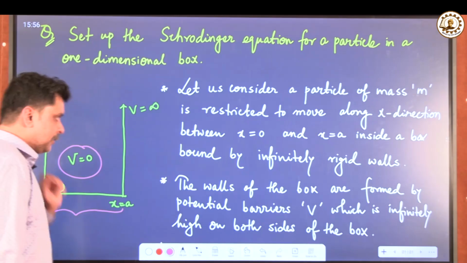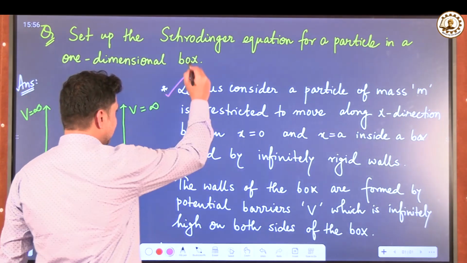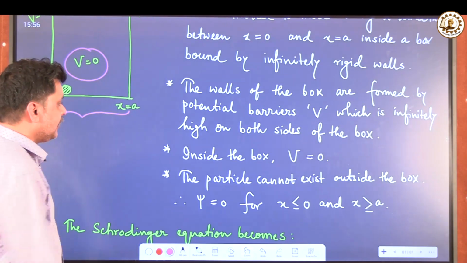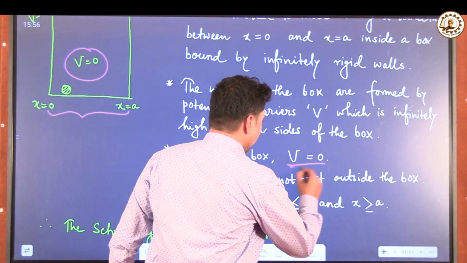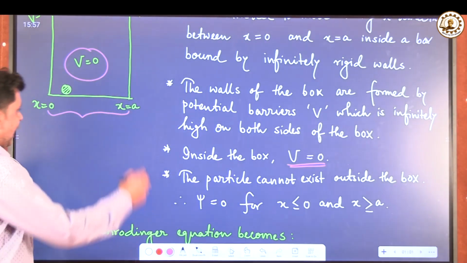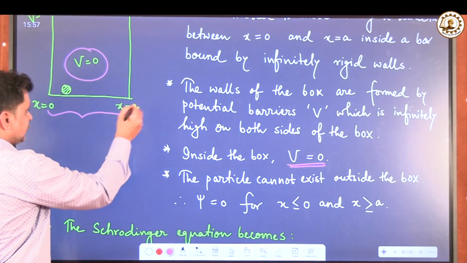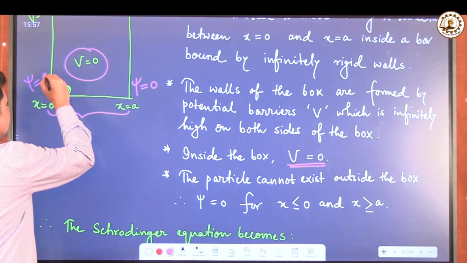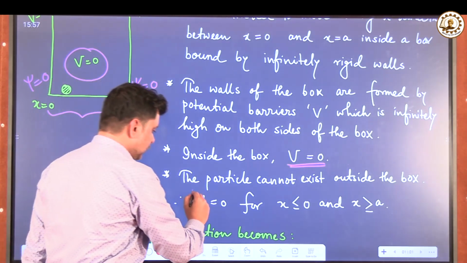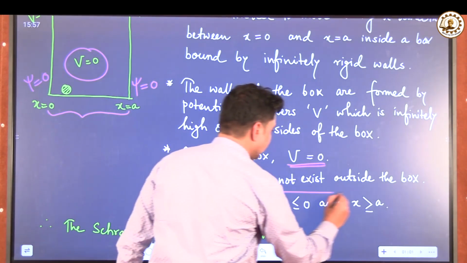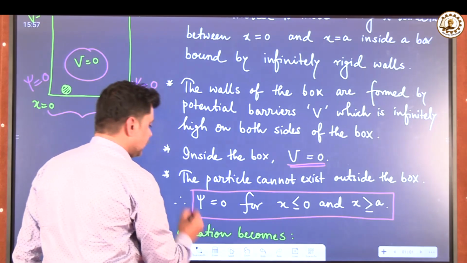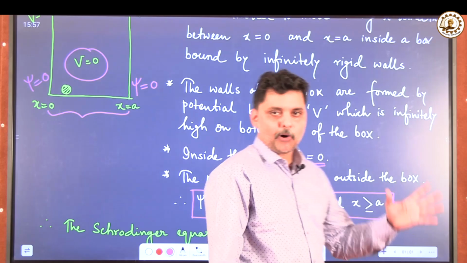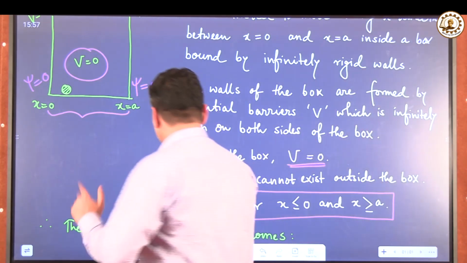Now, if we consider these assumptions: first, the particle is inside the box, and inside the box the potential energy of the particle is 0. Another thing we need to know is that beyond the walls of the box, the wave function of the particle is 0. This is called the boundary condition. The boundary condition is psi equal to 0. The wave function of the particle is 0 beyond the walls of the box, because the particle is inside the box and cannot be outside it. Therefore, the wave function must be 0 outside the box.